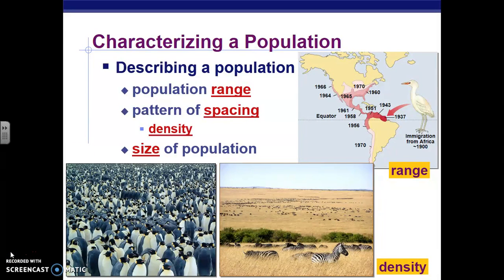When we describe a population, we look at three aspects of a population. The population's range, so how far the land spaces out. The pattern of spacing, so sort of how densely packed the organisms live. Do they live spread out? Do they live close together? And then lastly, the size of the population. We're going to spend most of our time talking about factors that affect the size of the population, and just briefly touch on these two.